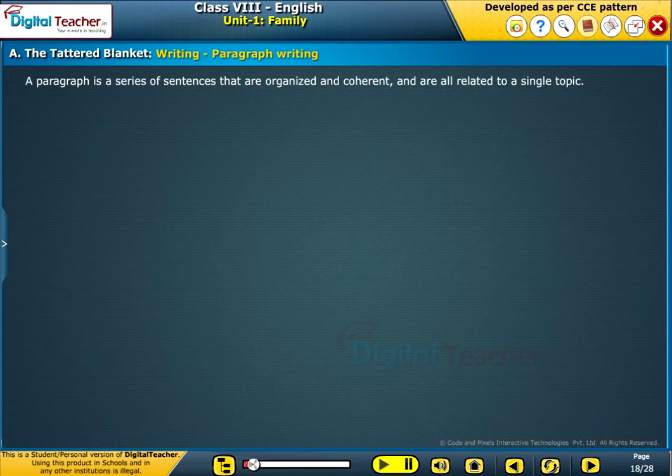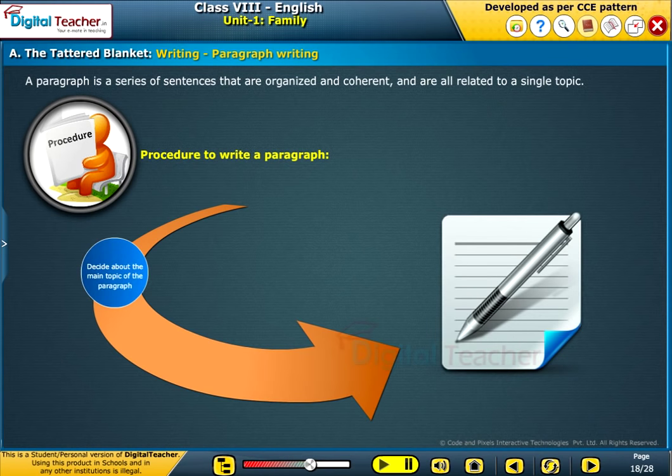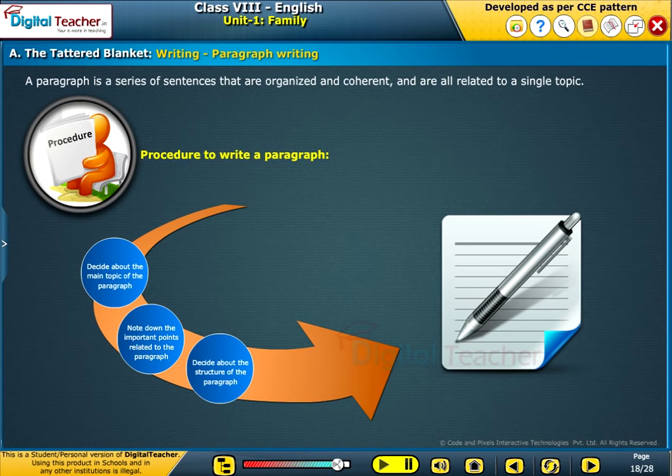In this section, we will learn to write a paragraph. A paragraph is a series of sentences that are organized and coherent and are all related to a single topic. Let us now see a procedure to write a paragraph. Decide about the main topic of the paragraph. Note down the important points related to the paragraph. Decide about the structure of the paragraph. Start writing the paragraph.